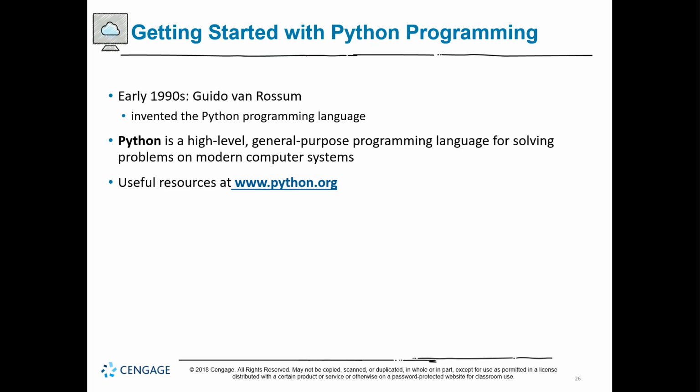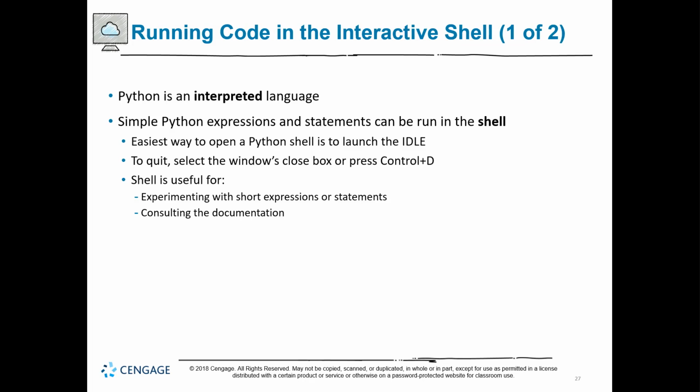Early 90s, we had Python being invented. Again, Python is a high-level, general-purpose programming language for solving problems on modern-day computer systems. Python is an interpreted language. Essentially, Python will express and create statements that can be run in a shell.